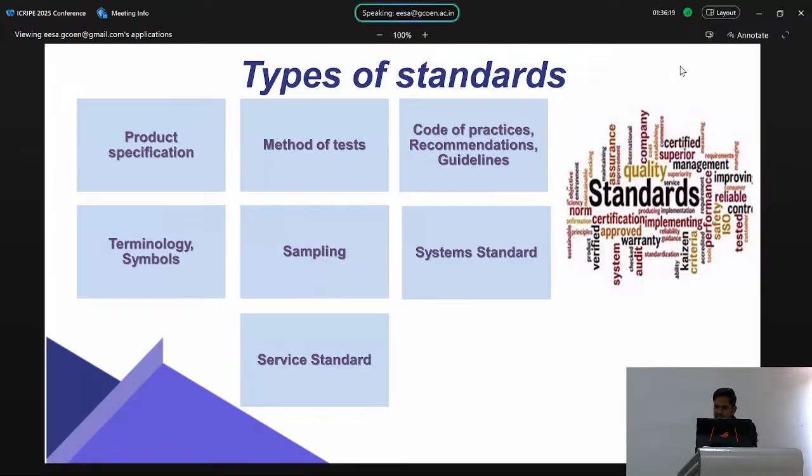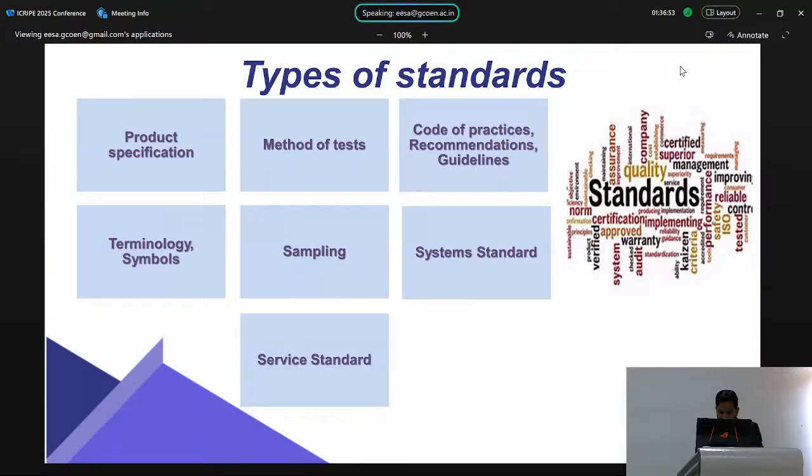Then there are codes of practice, recommendations and guidelines. For codes of practice, I can give an example of how a hospital should work and what facilities should be available in the hospital. These are some of the recommendation standards. Even how a library should be arranged, and what construction practices should be used in the construction of a primary school. These are some of the recommendation and guideline standards.